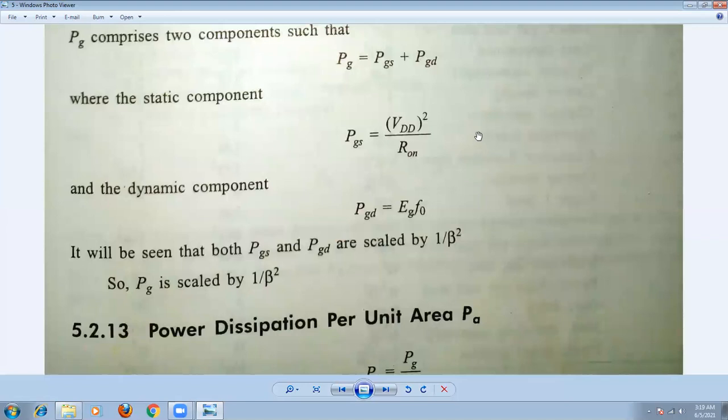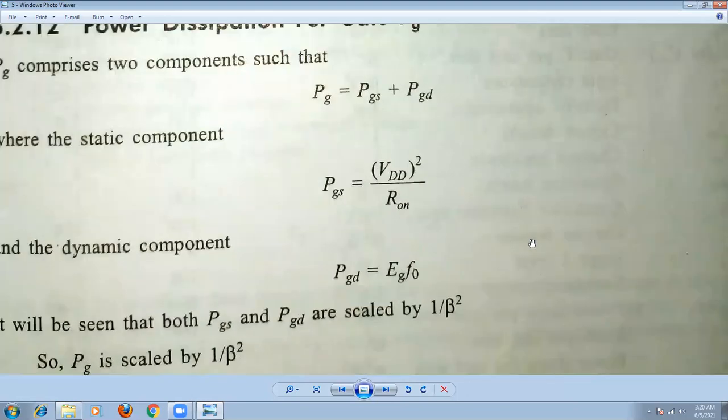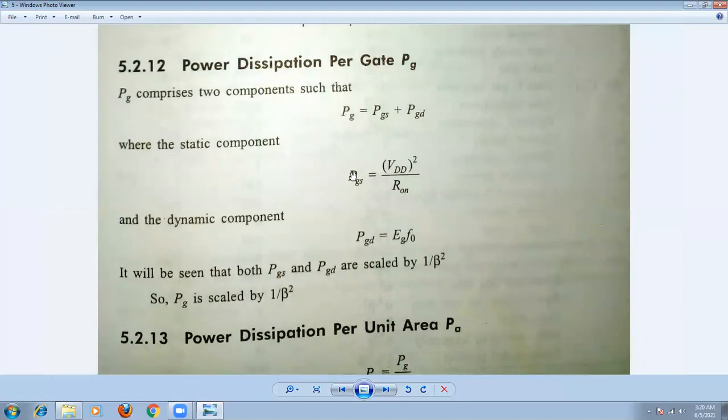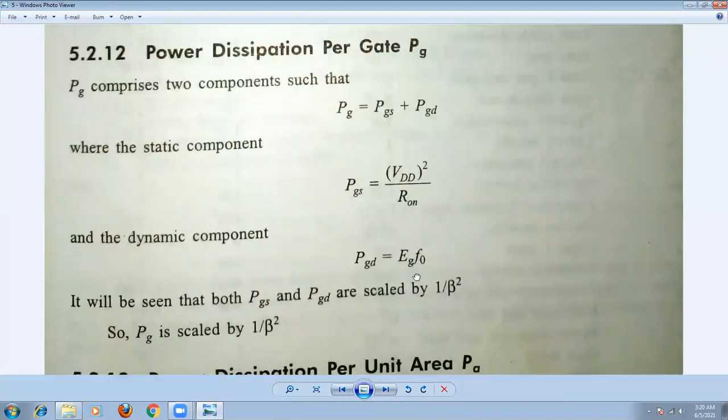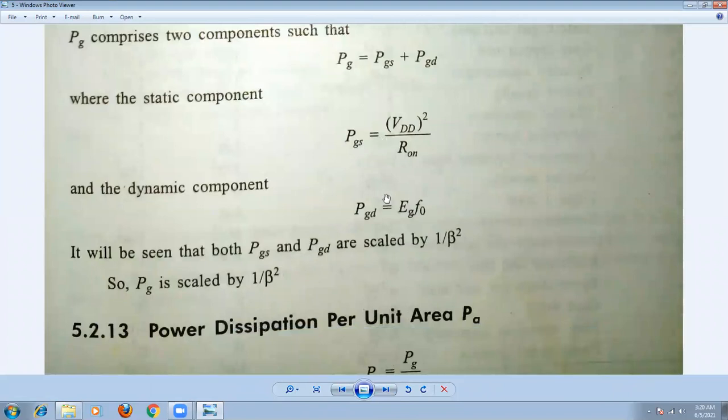Similarly, power dissipation per unit area. This is also important. This is the power dissipation per gate and this is the power dissipation per unit area. So PA, the power dissipation per unit area, is equal to PG divided by some value.